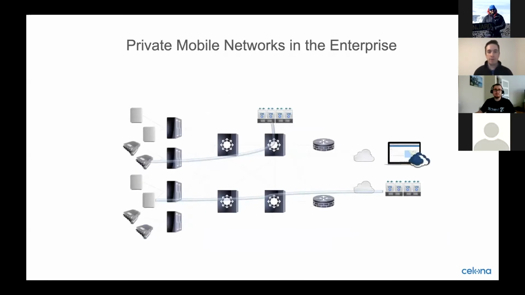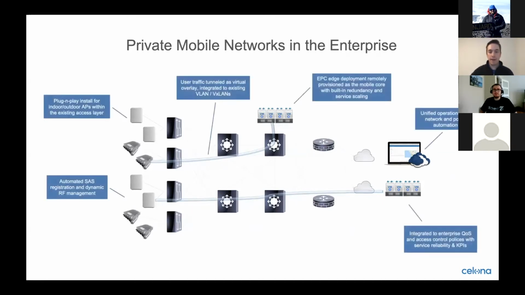Looking at private mobile networks in the enterprise, it might be helpful to look at what a sample architecture might look like. This typically involves indoor or outdoor access points, which may also be called small cells or CBSDs, that are deployed throughout the environment and connect back to an enterprise packet core. This packet core can reside either locally on site, or it can be deployed centrally in a private data center or a private or public cloud environment.